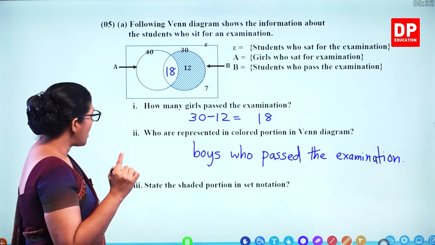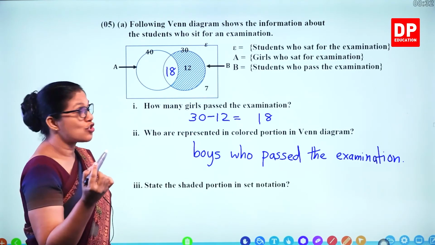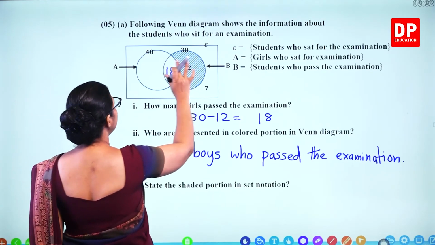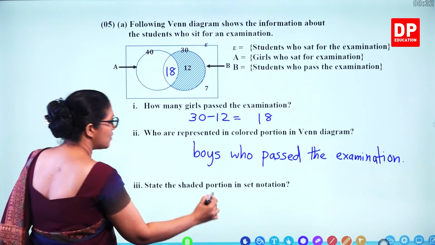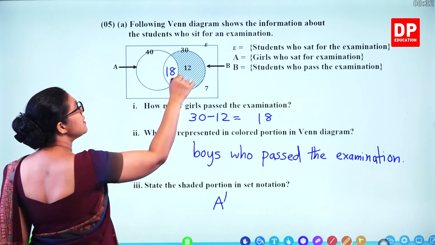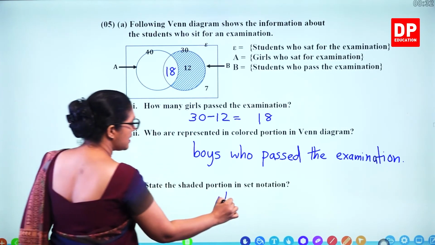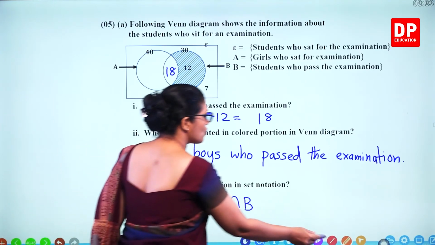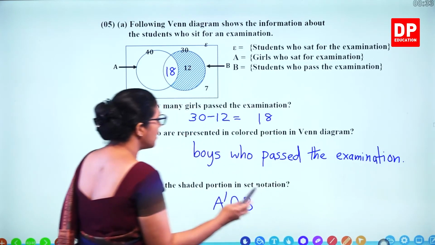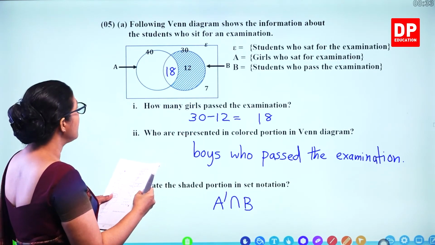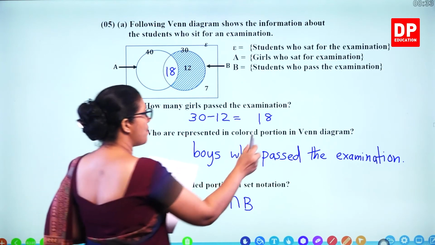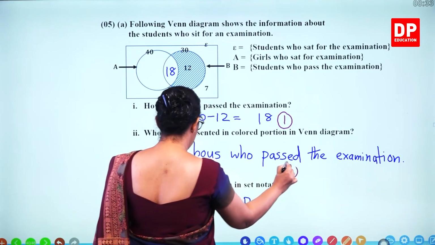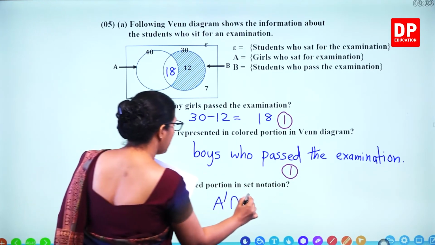Then third part, state the shaded portion in set notation. So set notation, how can you write down this part? Outside A. So that means A dash, but inside the B circle. Intersect with B. So that's the shaded part. So how many marks given to this one? 18. You get just 1 mark. Boys pass the examination, that's 1 mark. And A dash intersection B, that's 2 marks.